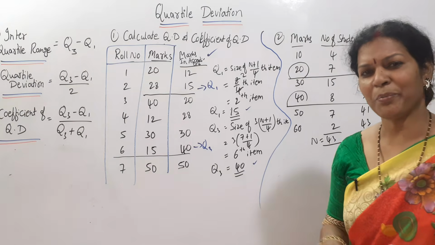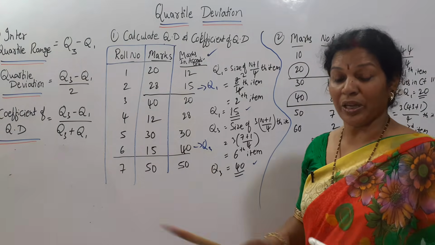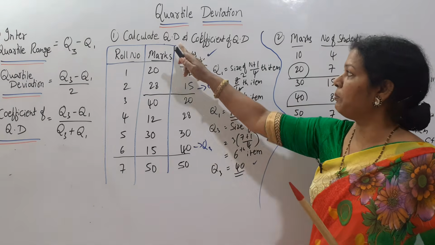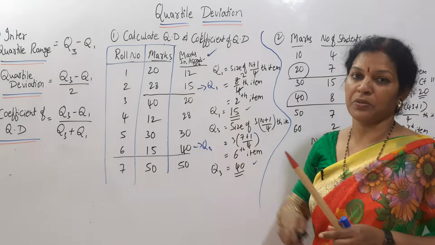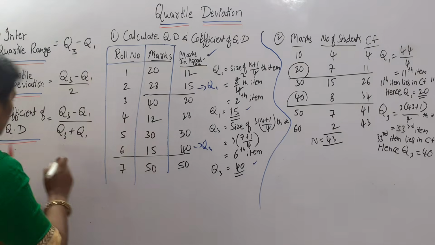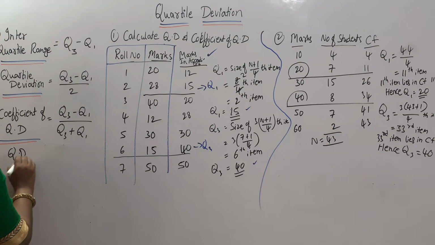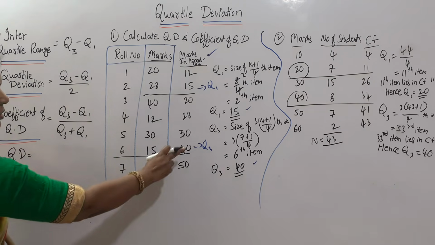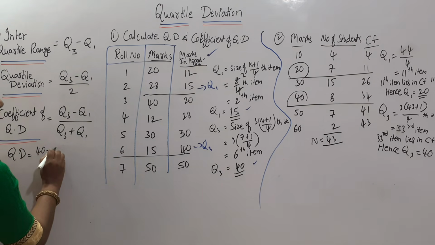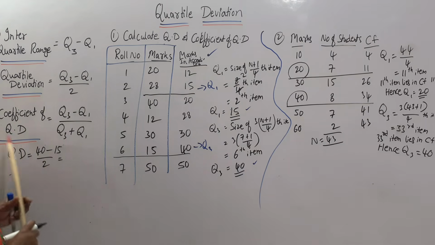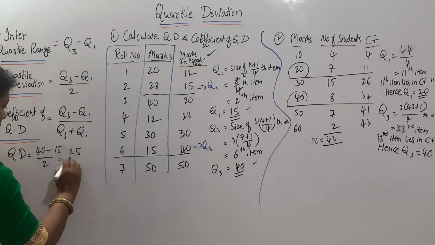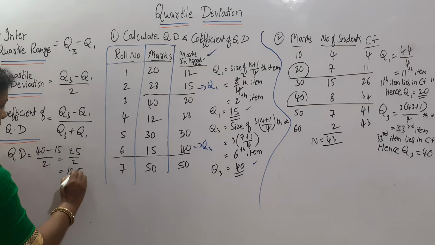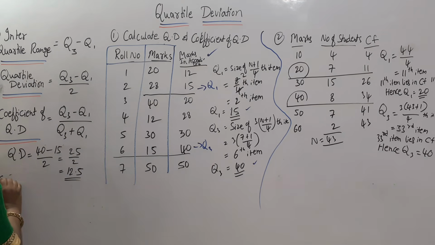Why wait? Let us apply the formula. First, what we want is the quartile deviation and the coefficient of quartile deviation. First we do the quartile deviation. The formula is Q3 minus Q1 by 2. Q3 is 40 minus Q1 15, by 2. That is 25 by 2, which means 12.5 is the quartile deviation. And then the coefficient of quartile deviation.